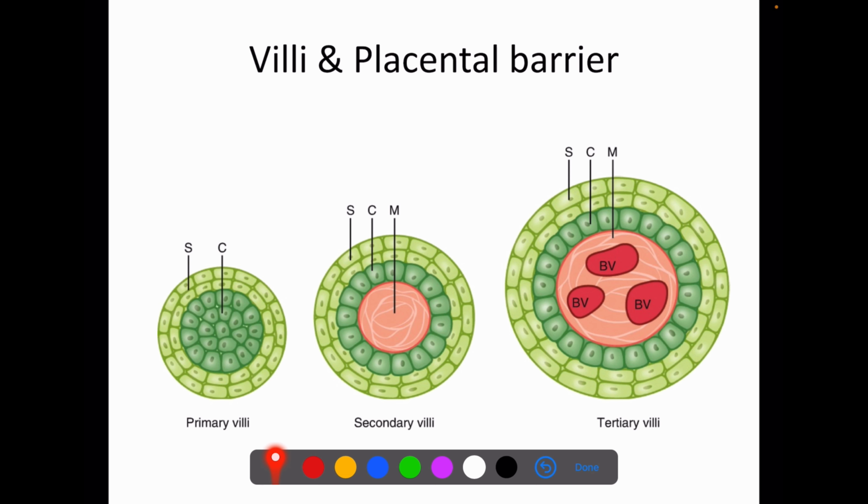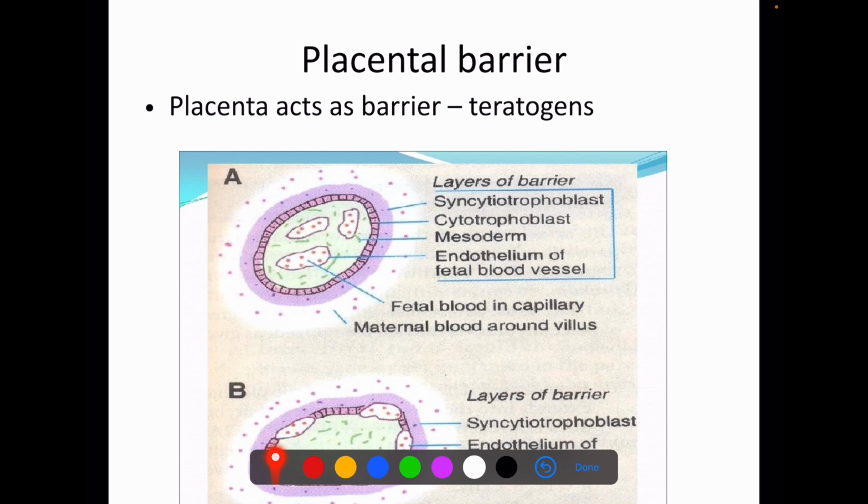Understand one more concept here. The human placenta is hemochorial. Now what do we mean by hemochorial? All these are the layers of chorion, so from the fetal aspect it is chorion, and from the maternal aspect it is blood, so hemochorial. So this is the placental barrier. The layers from inside outward are: endothelium of fetal blood vessel, mesoderm, cytotrophoblast and syncytiotrophoblast.